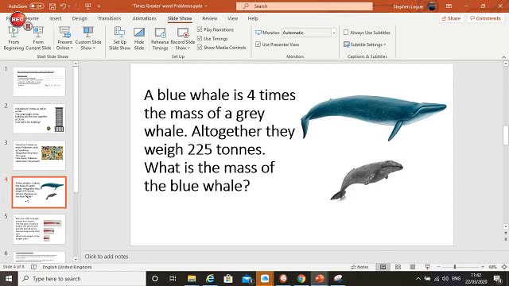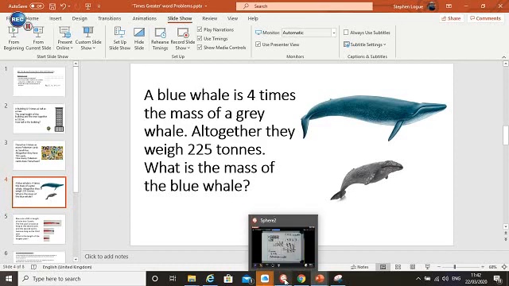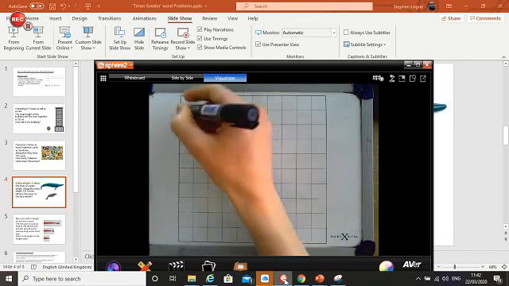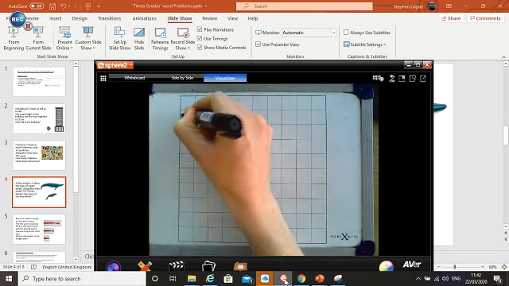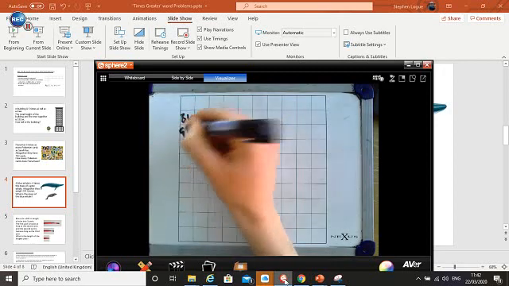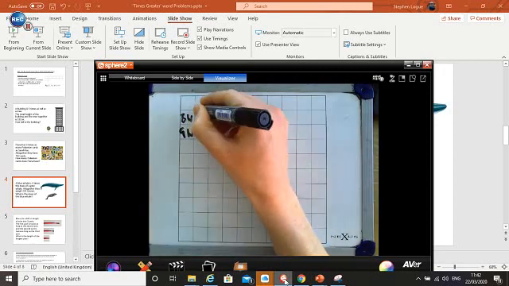Might not seem much compared to the blue whale, but I'm sure I wouldn't want to be underneath it if it ever landed on top of me. And in those parts go 45 each. 2 methods to do it again. 45 times 4 will give you the blue whale, but also 225 take away 45, which is the grey whale, will also give you the blue whale.